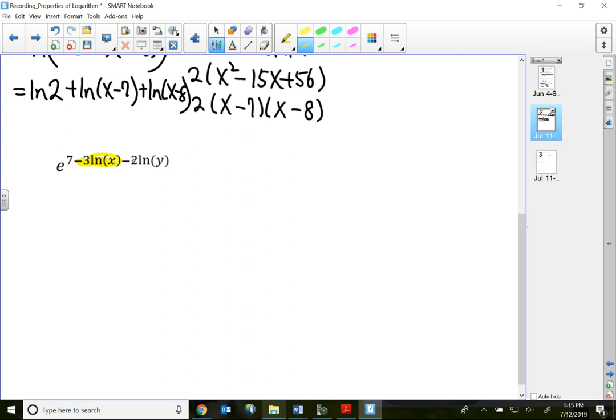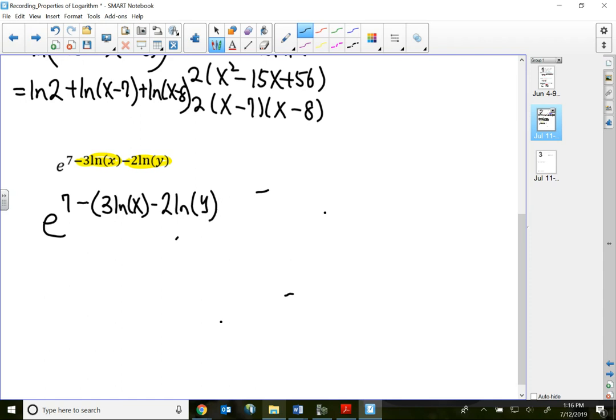All right, these 2 terms, both of them are negative. So what I can do is factor out a negative. If I factor out a negative, then that leaves me with 3 times natural log of x minus 2 times natural log of y. All right.